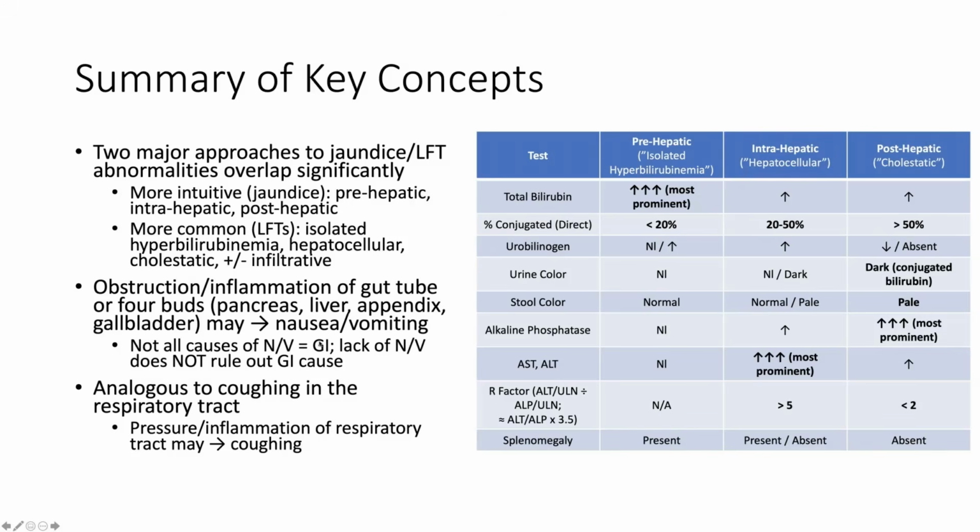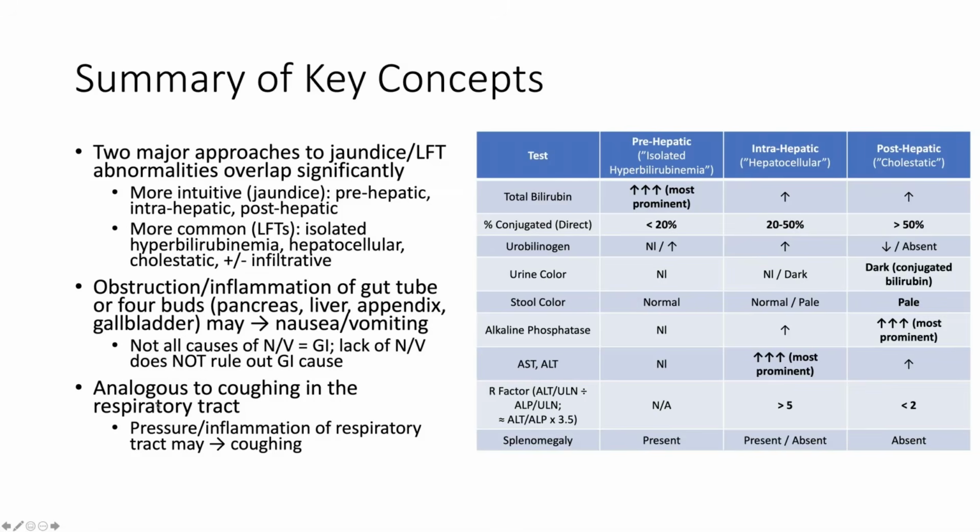There are lots of causes of nausea and vomiting, which we're not going to talk about today. We're just going to focus on the GI causes, but it's useful to know what are the things that can cause nausea and vomiting from the GI. It's also important to note that the lack of nausea and vomiting does not rule out GI causes, right? So if you don't have nausea, it doesn't mean you can rule out something like hepatitis. That said, it is still a really useful way of thinking about nausea and vomiting.